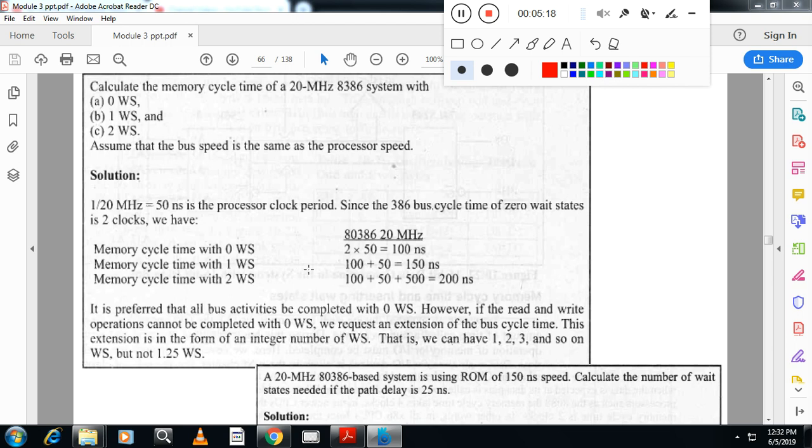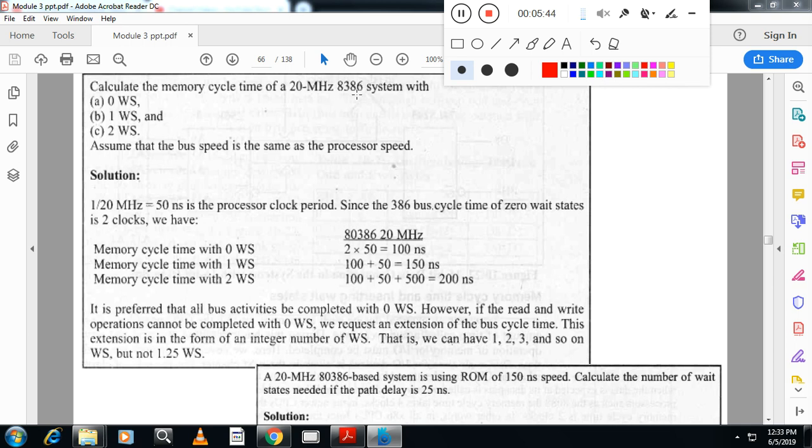1 wait state means you have to add 50 nanoseconds, that is 150 nanoseconds. 2 wait states means 50 plus 50 plus 100 as usual, because 100 is nothing but 2 clocks, and the 50 plus 50 is the wait cycles. So 2 waits means 50 plus 50 and 2 clocks, because it is a 386 system.